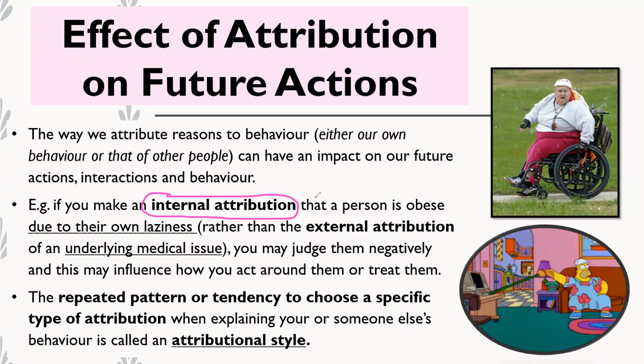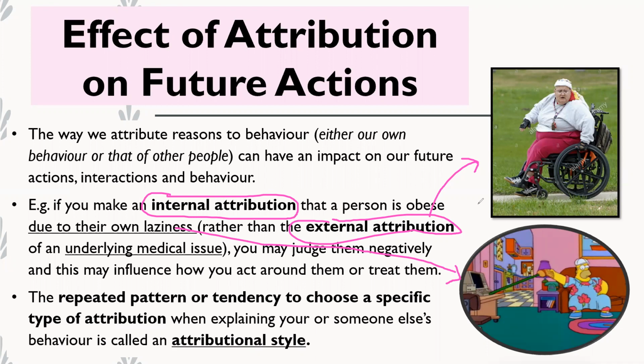Okay. And you might actually not feel sympathetic towards these kinds of people if you make that internal attribution. However, if you were to make an external attribution, and think, okay, this person is obese, but it's probably due to a medical issue, a handicap or a disability. We know people who are bound to wheelchairs, for example, eventually get obese because they cannot move around as much as they could before. Okay, we know that increases the chances.